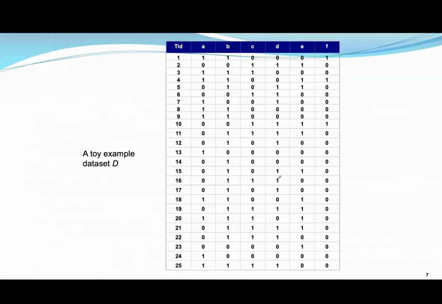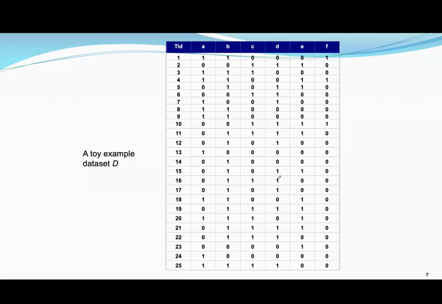Here in this toy example, we have A, B, C, D, E, F, right? Under each column, we have a number of rows. Each one represents a particular transaction or transactional record. The 1 here represents the presence of an item in a particular transaction. 0 means its absence, not there. All right, so you're given this kind of binary data set.